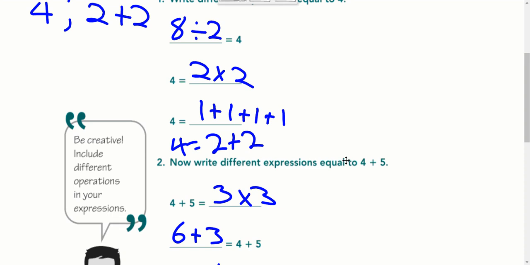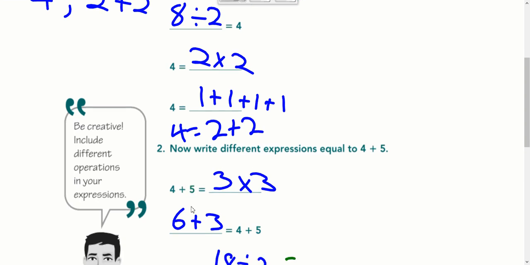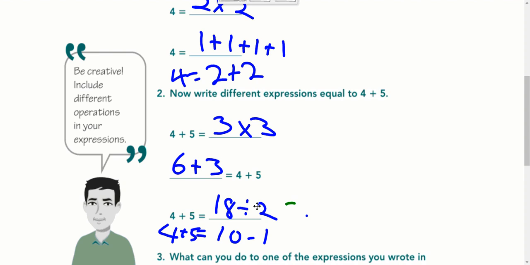Then it said write a different expression that equals 4 plus 5. So here's a little bit different. We need this side to have a value that's the same as this side. So 4 plus 5 is 9, so we need something that gives us 9. 3 times 3 does. So 3 times 3 is equal to 4 plus 5. Same as 6 plus 3 and 18 divided by 2. 4 plus 5 would also be equal to 10 minus 1. So those are just some examples. Obviously, there's an infinite number of possibilities here.